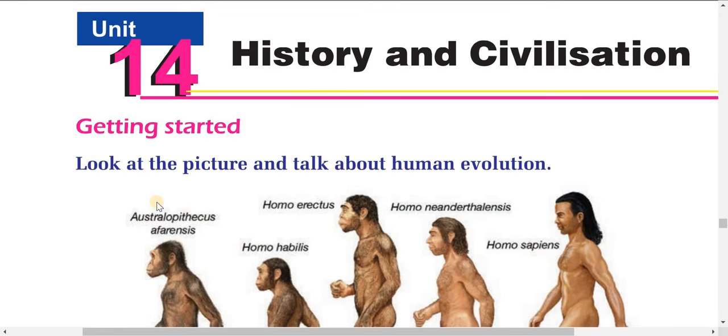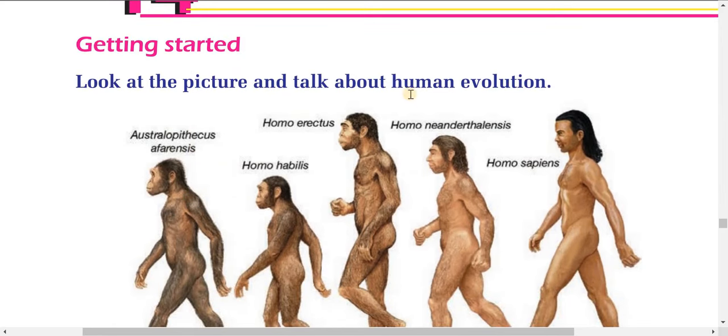Dear students, today we will do the exercise of this unit. Now look at the picture and talk about human evolution. So you can see the stages of human development, human evolution: Australopithecus, Homo habilis, Homo erectus, Homo neanderthalensis, and Homo sapiens. Now let's do the exercise.